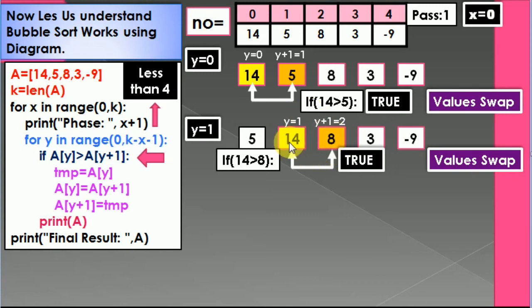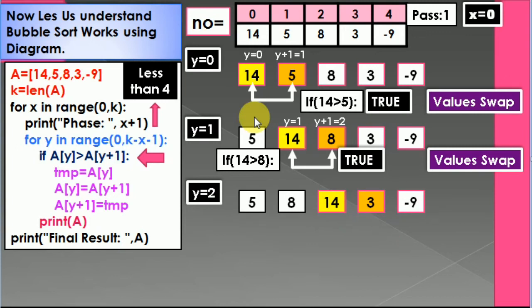So next time when the loop goes up again and y is incremented, what is the value of y now? That is 2. Now the numbers are here. Now 8 is this side, 5 is here, 14 is in the third place, and 3 and minus 9.